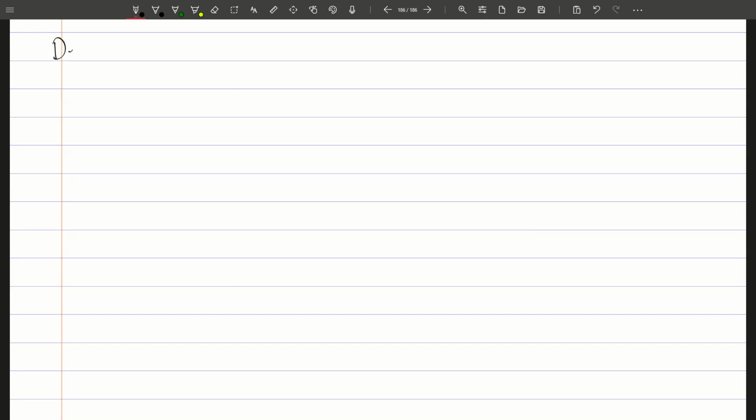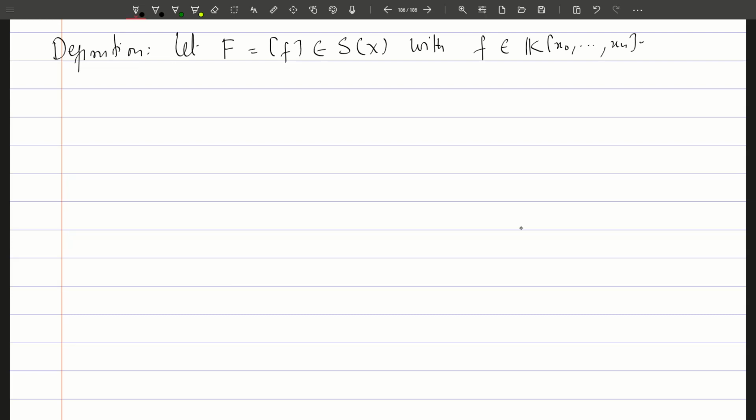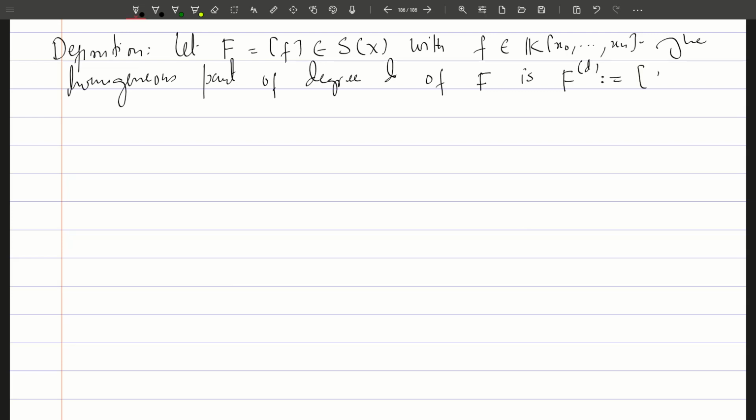Now we have one more definition here. Let us denote the class of this little f by f, where this class is an element of the coordinate ring, with this little f being an element of the polynomial ring in n plus 1 variables. Now the homogeneous part of degree d of this f is defined as the class of the homogeneous degree d part of this little f.